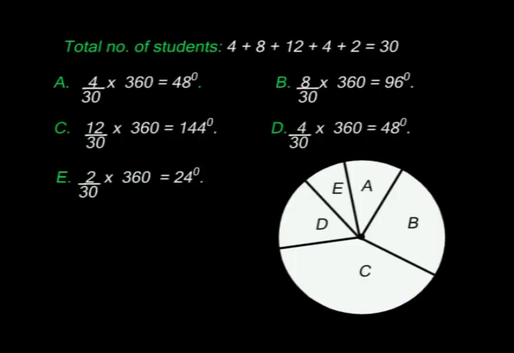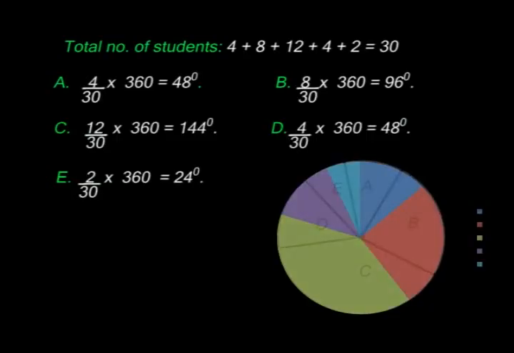So that is my structure of the circle, the proportional parts representing each grade. Now I can make it more presentable by coloring it like this. And there I have my pie chart.